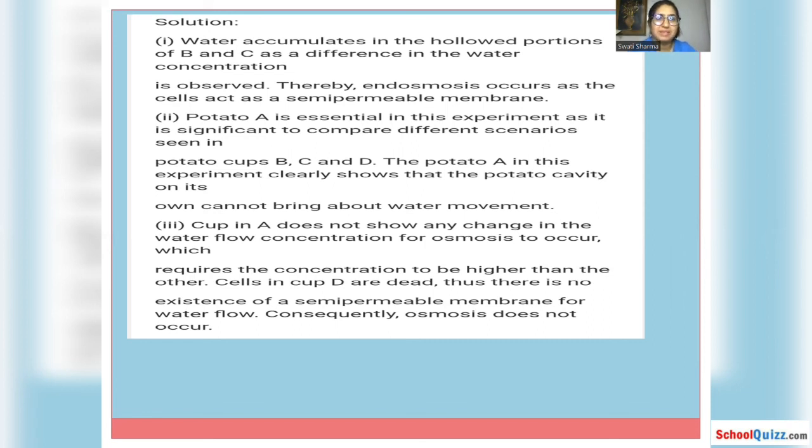Whereas in cup D, because of boiling, the cells have died, so there is no semi-permeable membrane for water flow. Consequently, osmosis will not occur. From this experiment, we understand that first, there should be a concentration difference so that water can move. Another thing is that the cell should be alive, because only then will there be movement. And second, there should be a semi-permeable membrane. Then only can the passage of various substances be seen.